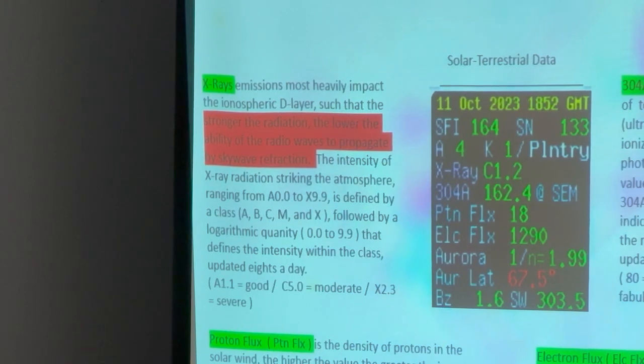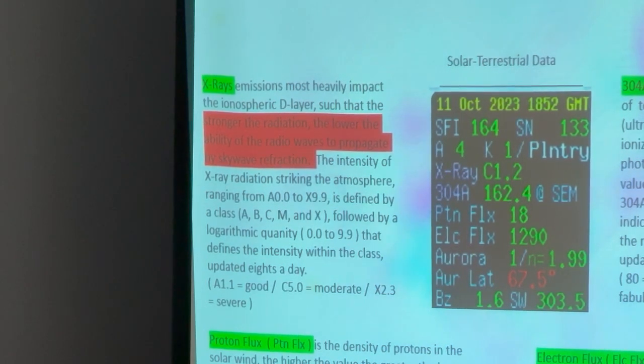So is C worse than A? Yes, it is. And when you get up to X, that D layer is trying to absorb everything.